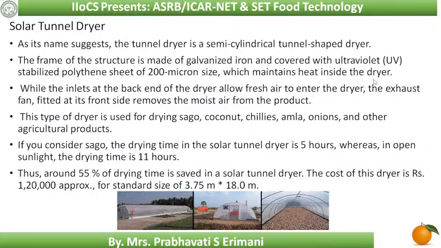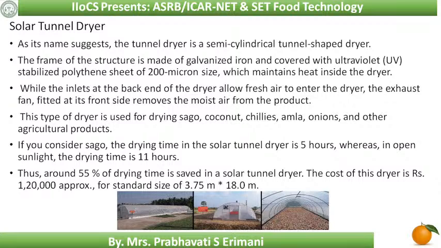So this 200 micron stabilized polythene sheet maintains the heat inside the dryer, while the inlet at the back end of the dryer allows fresh air to enter. The exhaust fan will be on the front side, and it will remove the moist air from the product. This type of dryer is used for drying sago, coconut. See, coconut natural drying also we have seen. If we are drying coconut, there will be no spoilage and it will be in good condition. Chilies, amla, onions and other agricultural products can be dried.